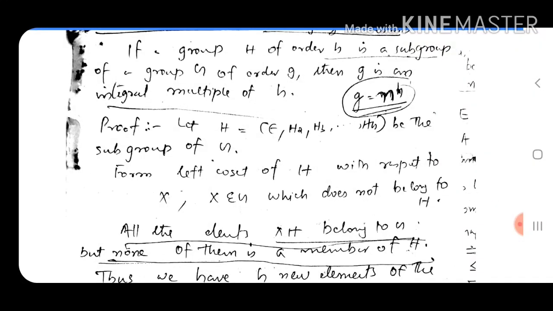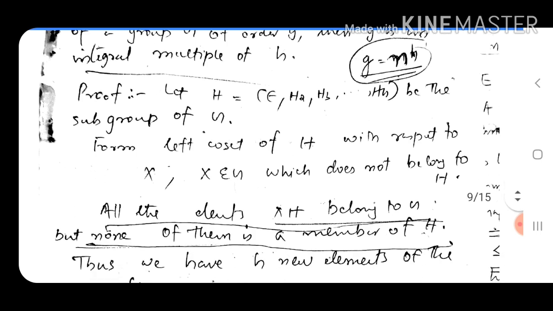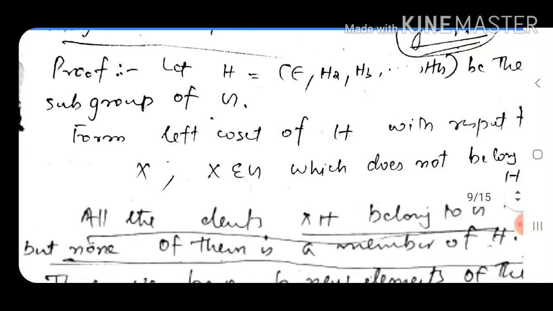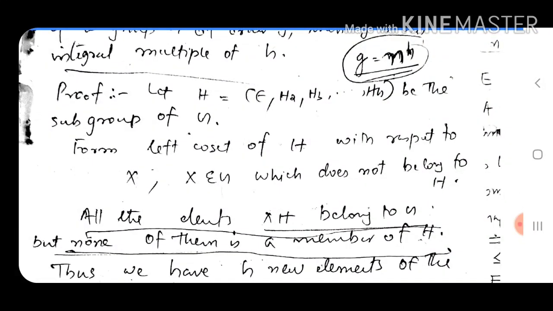Now, we are going to actually prove this theorem. So the capital H, the subgroup, consists of elements E, H2, H3, up to Hh. Then what we do is we form the left coset of this subgroup with respect to X, an element X which belongs to G but which does not belong to H. So we are taking an element from group G which does not belong to H.